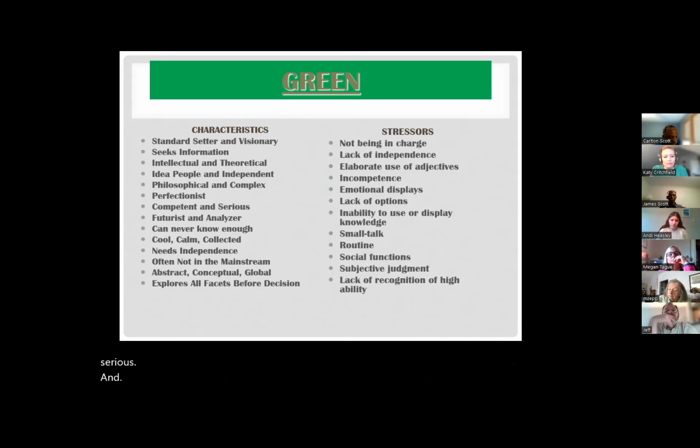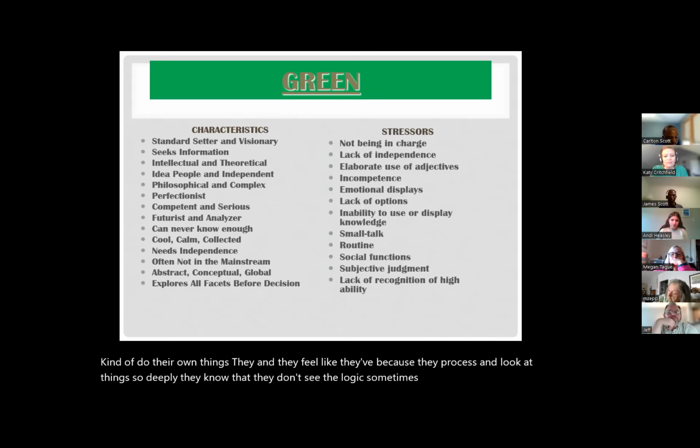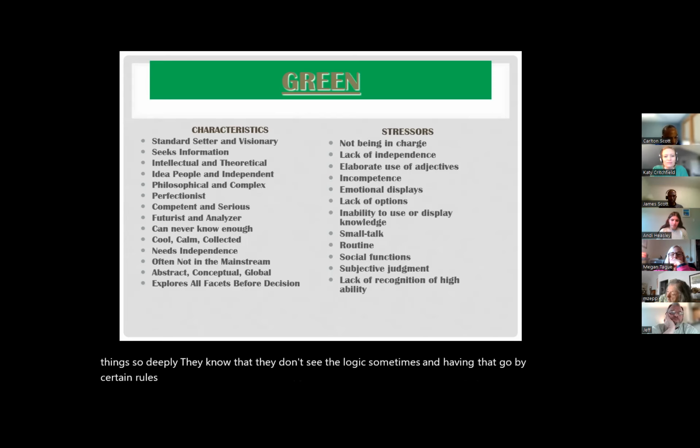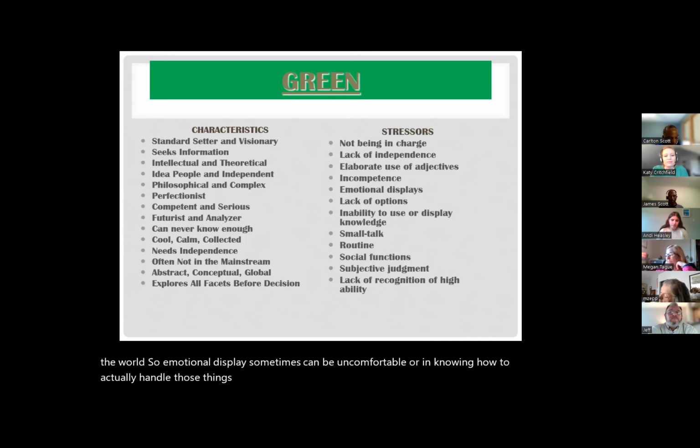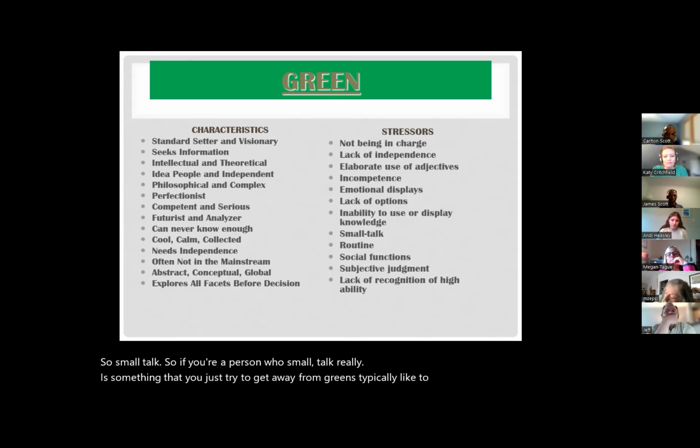Some of the stressors for green are not having enough independence, right? Greens like to do their own things, and because they process and look at things so deeply, they don't see the logic sometimes in having to go by certain rules and structures. They also dislike emotional displays. Greens are typically more logical and rational, and that's how they go through the world. So emotional displays sometimes can be uncomfortable, or they don't know how to actually handle those things. Also small talk. If you're a person who just tries to get away from small talk, greens typically like to have more serious conversations at times.